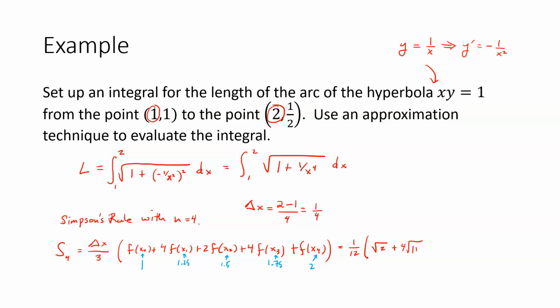So we'll have the square root of 1 plus 1 over 1.25 to the 4th, 2 times the square root of 1 plus 1 over 1.5 to the 4th, 4 times the square root of 1 plus 1 over 1.75 to the 4th, and then finally the square root of 1 plus 1 over 2 to the 4th.